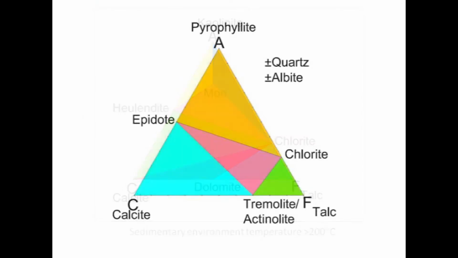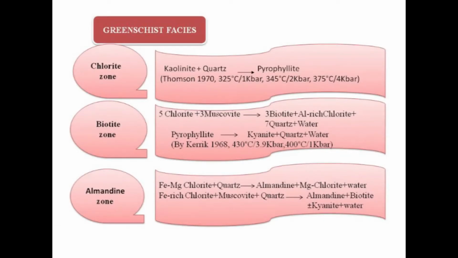Greenschist facies. The greenschist facies include the common products of low-grade regional and dislocation metamorphism. The beginning of greenschist facies is characterized by the following reaction: kaolinite plus quartz gives rise to pyrophyllite. This reaction was carried out by Thompson at 325 degrees centigrade 1 kilobar, 345 degrees centigrade 2 kilobar, 375 degrees centigrade 4 kilobar.